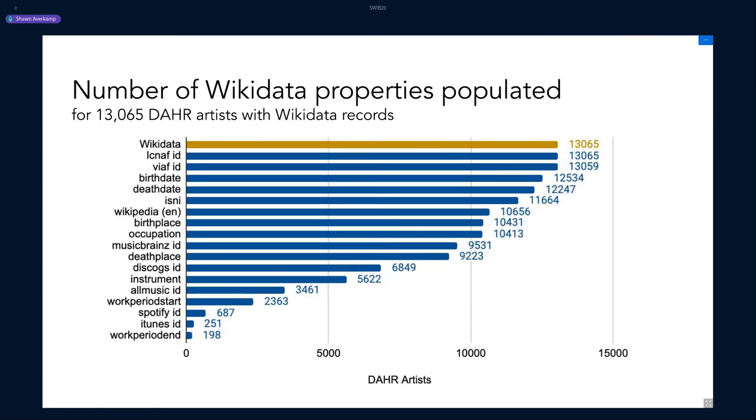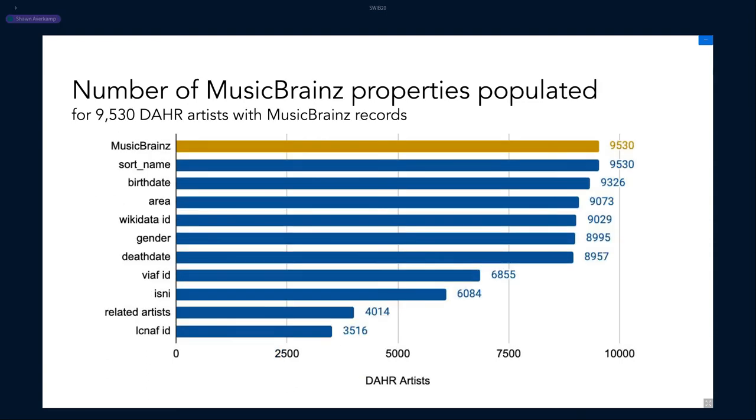Wikidata is a little more interesting here. We had 13,000 Wikidata IDs we were able to follow. We found that birth and death were quite a bit more populated here. Interesting, we also had Spotify and iTunes IDs, which we're really hoping to get a lot of these, but not quite so populated yet in Wikidata. And then, finally, MusicBrainz here, just some stats. Interesting to see here that not so many LC IDs populated in the MusicBrainz records yet. So that seems like possibly an area for linking.